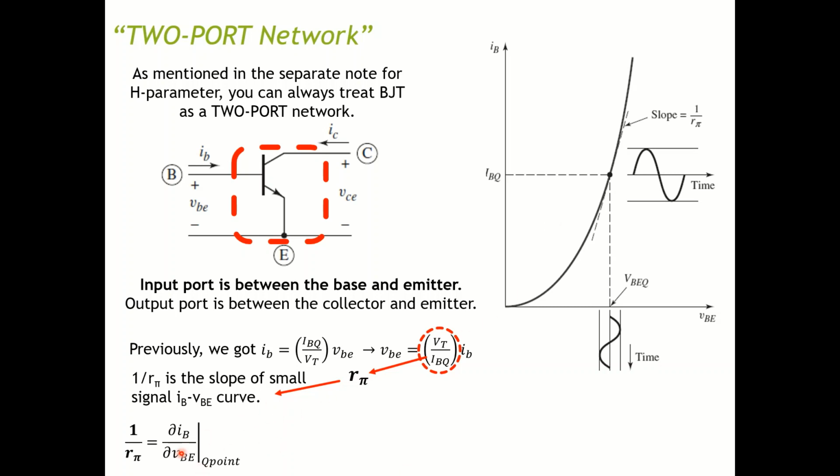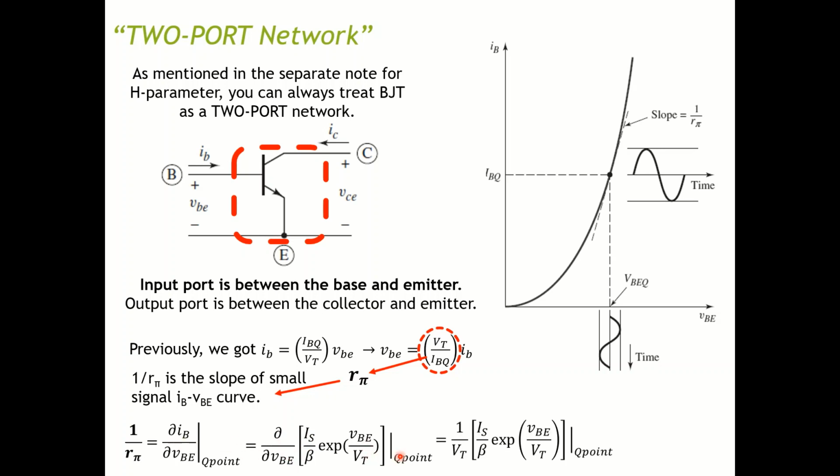So just some math. Basically, if you want to prove it, you can do this. If you don't want to do the proof, just accept the result, that's fine. So we have 1 over r pi is the slope. That means how can you calculate the slope? You take the partial, which is a small amount of i_B, and you divide it by a small amount of v_BE. Okay, so you do that.